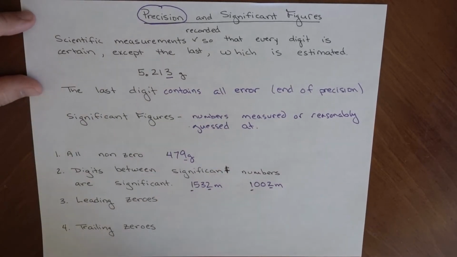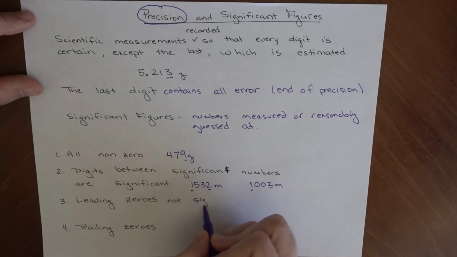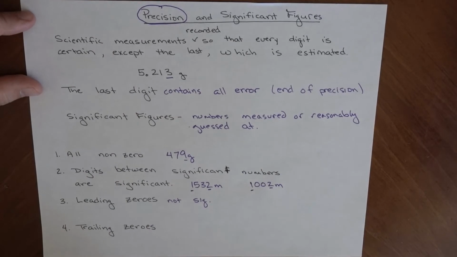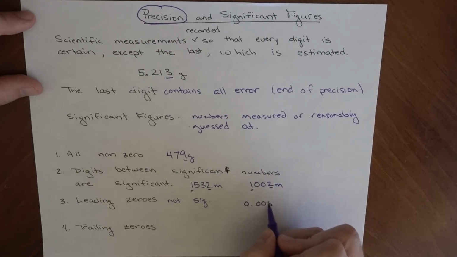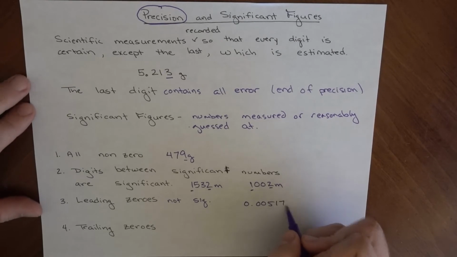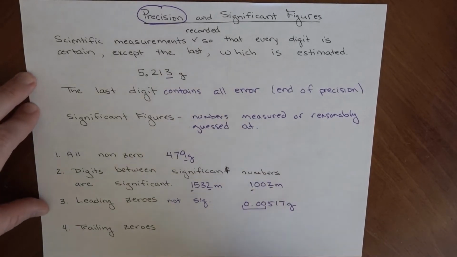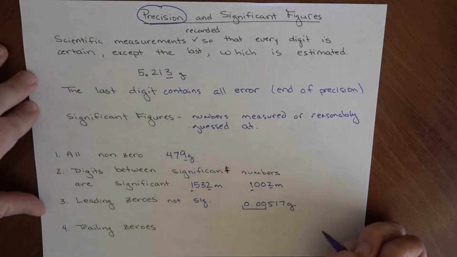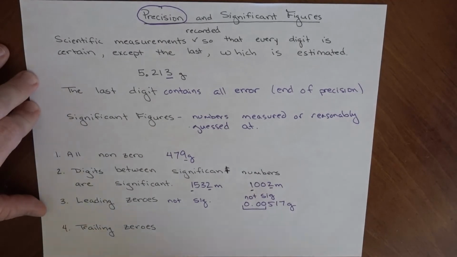Leading zeros is something that is not significant, meaning that they have not been measured or reasonably guessed at. And let me give you an example of that. So if I have a number that looks like this, 0.00517 grams, these numbers right here have not been measured or guessed at. They just give us a sense of scale. So they are not significant. There are only 3 significant figures here in this number.